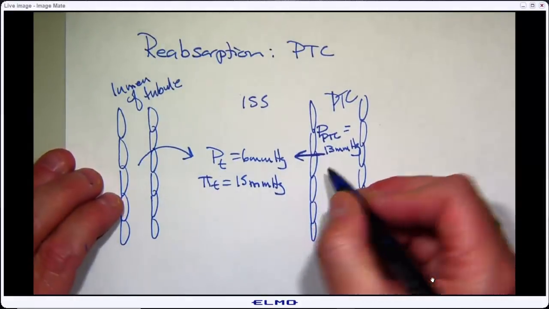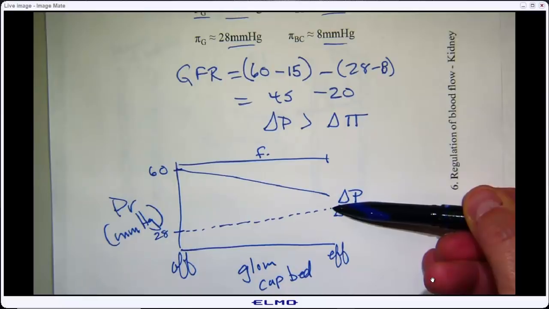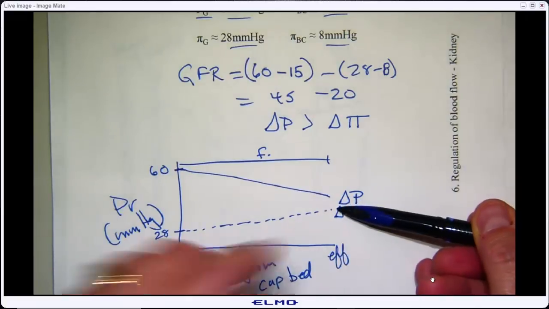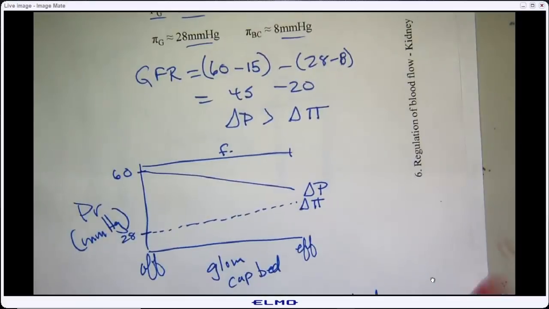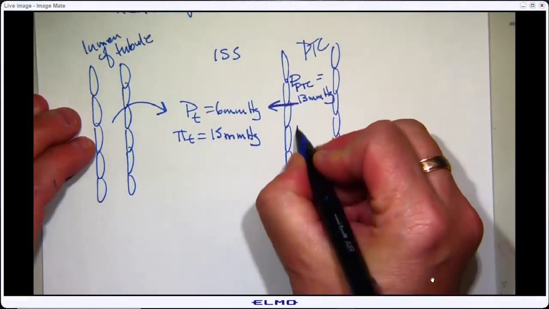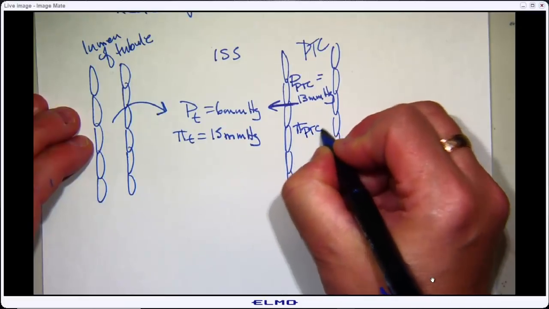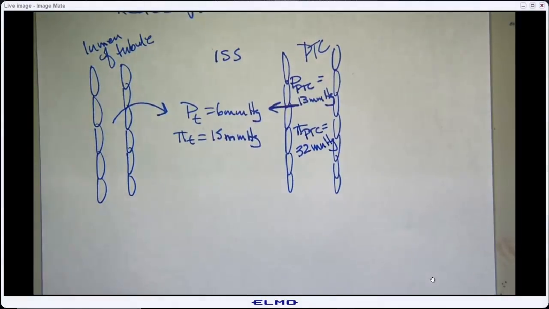But the interesting thing is, as a result of taking so much volume out at the Bowman's capsule, we concentrated the blood, right? This blood is about to head into the peritubular capillary. So you have concentrated blood that is now flowing through the peritubular capillary. So this number is going to be a little bit different than ones we've seen here. So our osmotic pressure in the peritubular capillaries is about 32 millimeters of mercury. What does this mean? This means the blood is very concentrated in this space.